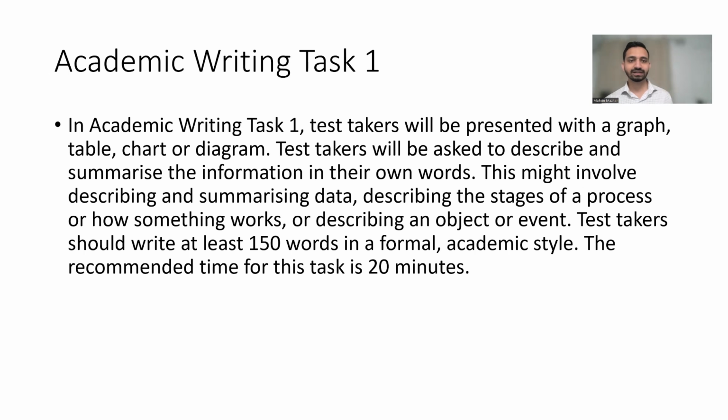All right, what is academic writing task 1? In academic writing task 1, test takers will be presented with a graph, table, chart, or a diagram. Test takers will be asked to describe and summarize the information in their own words. This might involve describing and summarizing data, describing the stages of a process or how something works, or describing an object or event. Test takers should write at least 150 words in a formal academic style. The recommended time for this task is 20 minutes.